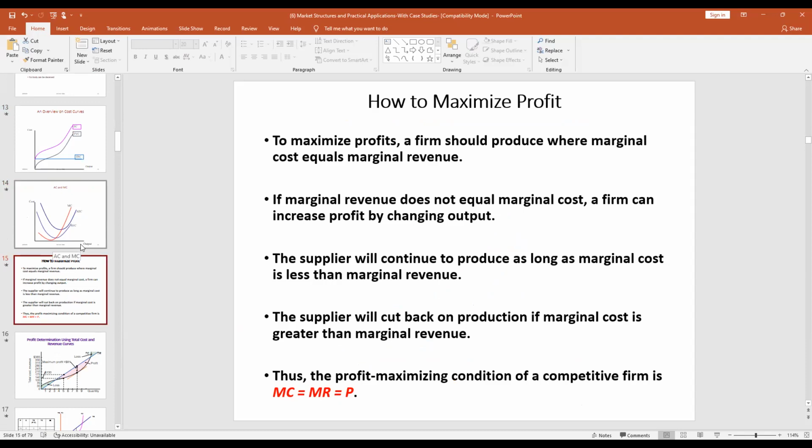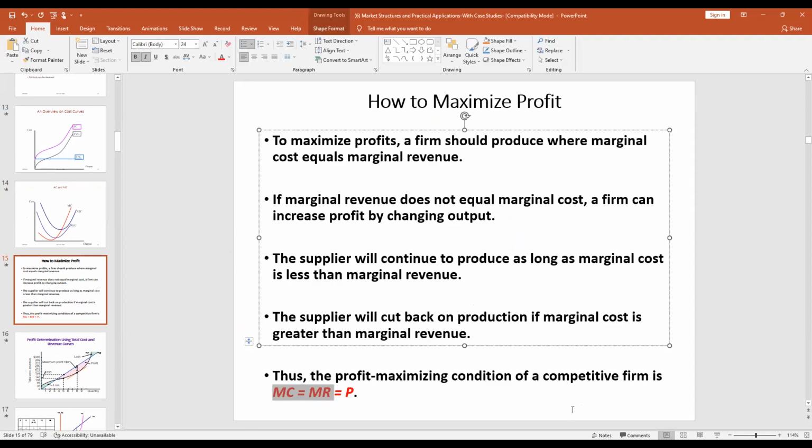As I said, in a perfectly competitive market, producers are trying to maximize profit. Maximizing profit can be symbolized by MC equal to MR. Why am I saying that MC equal to MR is the profit maximizing condition? I would like you to discuss and let me know. The profit maximizing condition of a competitive firm in a competitive market is denoted as MC equals MR equals price.